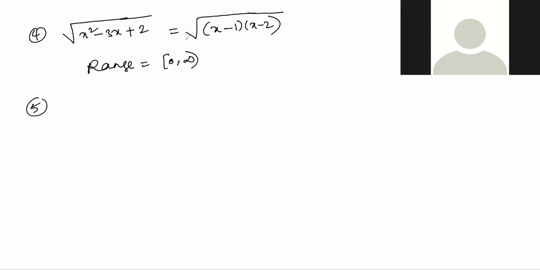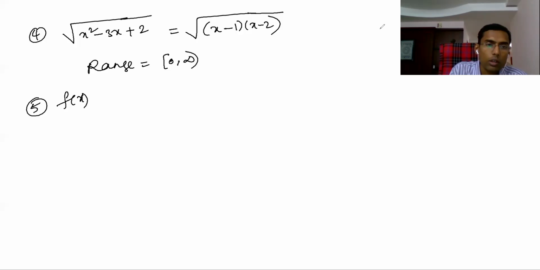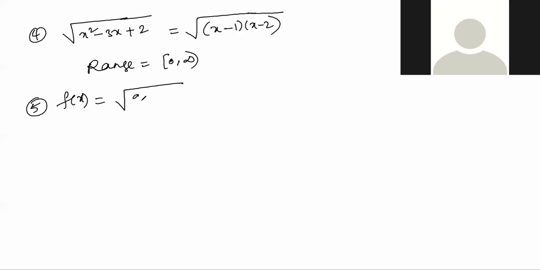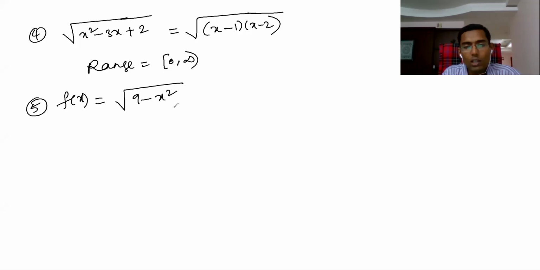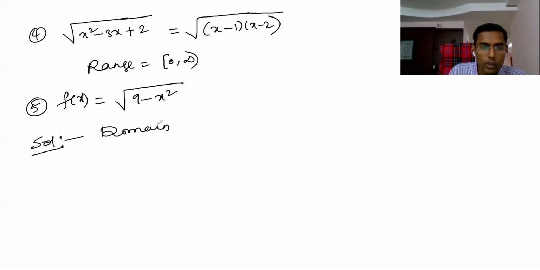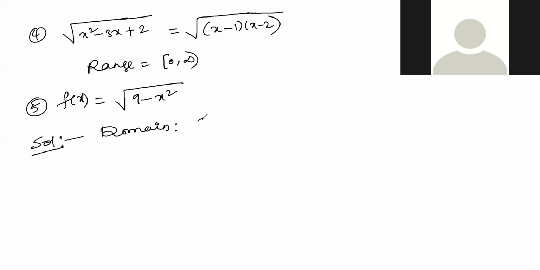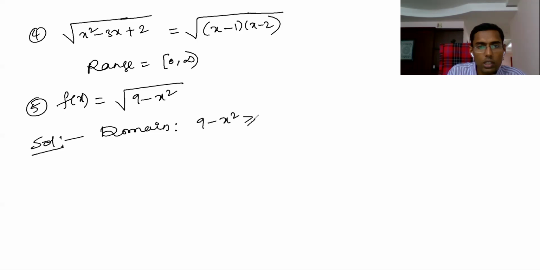Now I am giving another example. Under root of 9 minus x square. What is its value? For this, first you need to find out the domain. To find out the range, first you need to find out the domain. How do you find domain? 9 minus x square is always greater than or equal to 0.